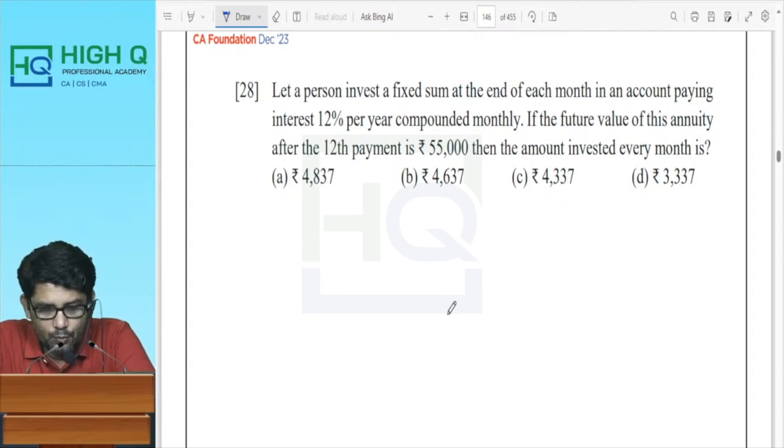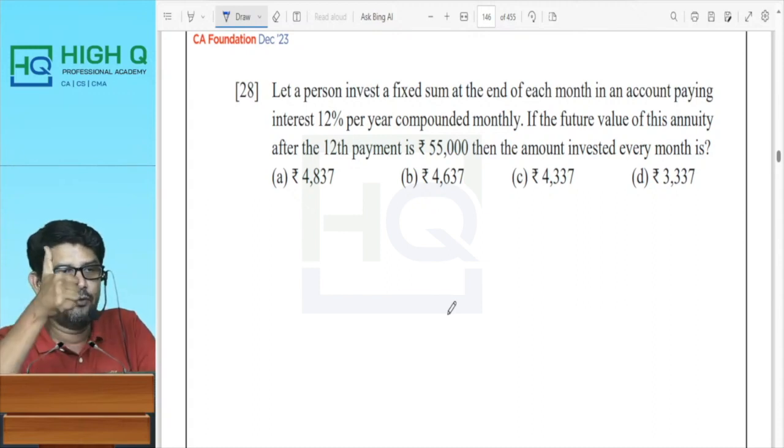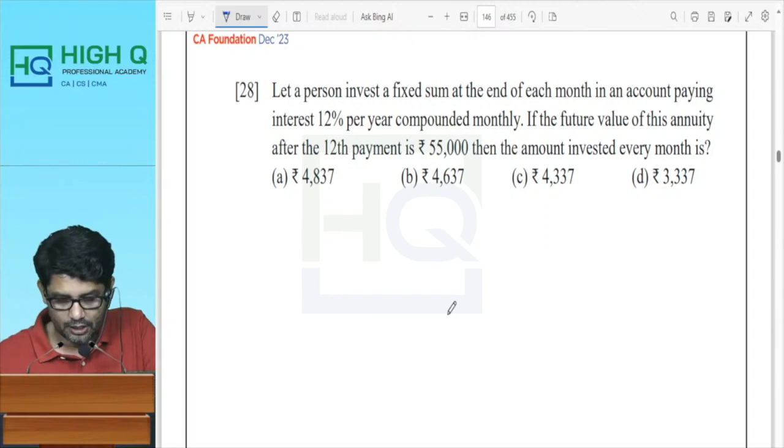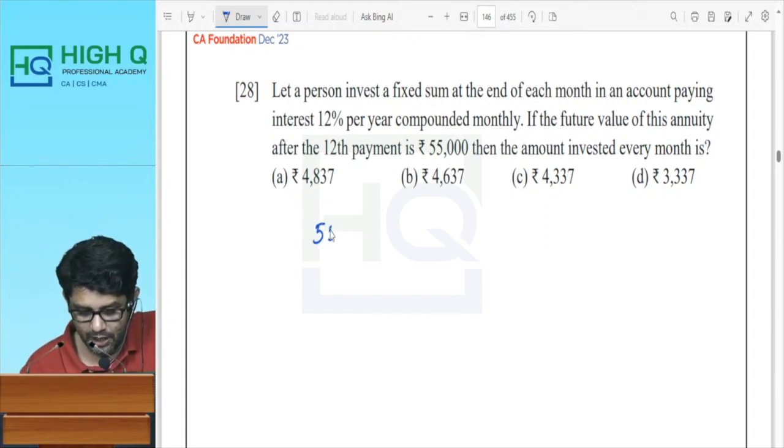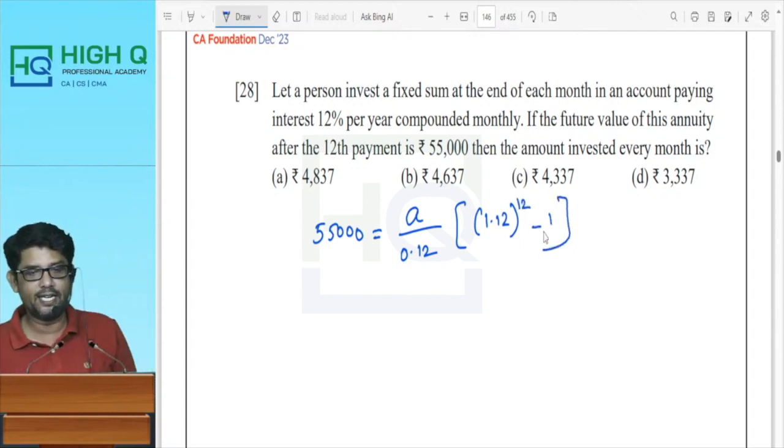Let a person invest a fixed sum at the end of each month in an account paying interest 12% per year compounded monthly. If the future value of this annuity after the 12th payment is 55,000, then the amount invested every month, it is annuity sum. Whether it is future value or present value, my dear? Future value. So actually my future value is 55,000 rupees. A divided by i, A only I have to calculate. 0.12, 1.12 whole power n. How many months, my dear? 12. Can you please calculate and get the answer?